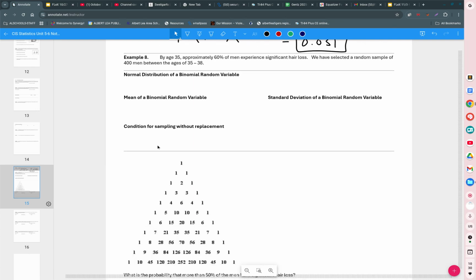I decided to pick on myself here. By age 35, so guys, you're not far off from being in this boat as well. Approximately 60% of men experience significant hair loss. I actually reduced it. It's actually about 65% of men by the age of 35 experience significant hair loss. We have selected a random sample of 400 men between the ages of 35 and 38. This may not sound like a binomial distribution, but it is, because we're going to call success, in this case, having hair loss, and not having hair loss as failure, which should seem like the other way around. But there are two situations. Either you have significant hair loss or you don't, one or the other.